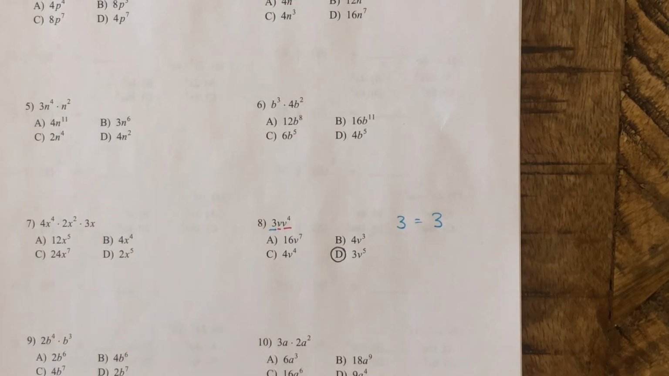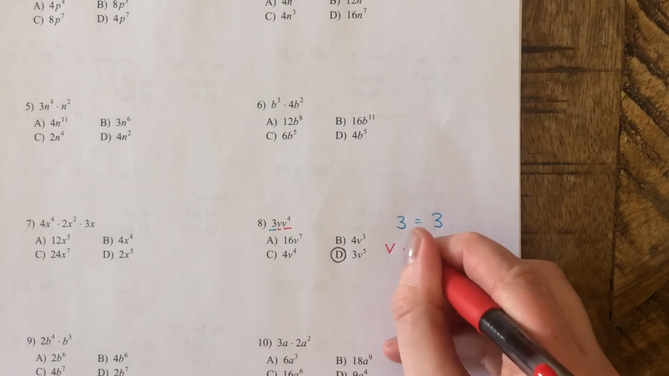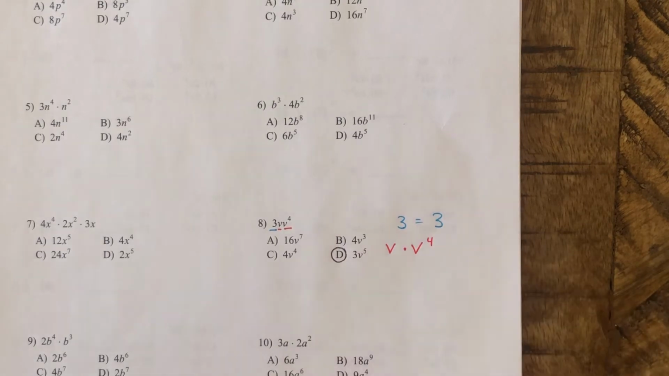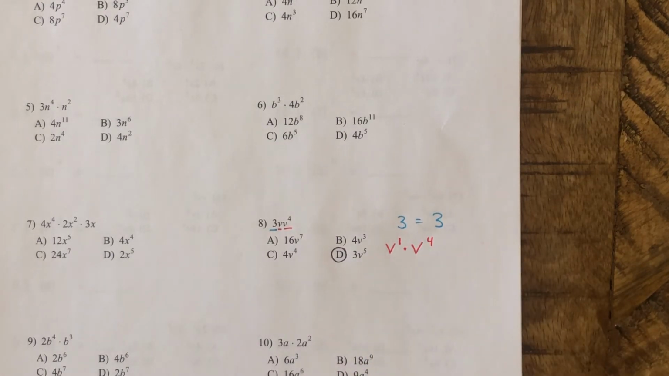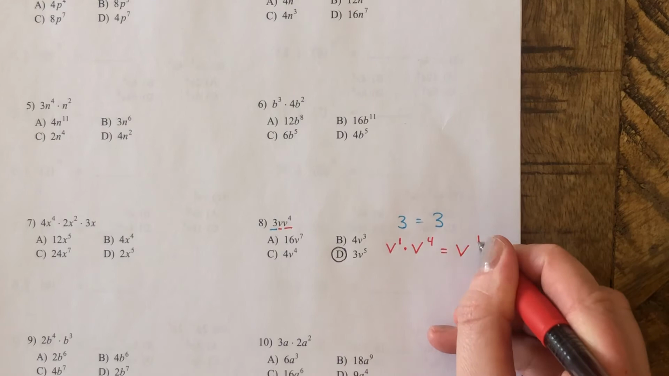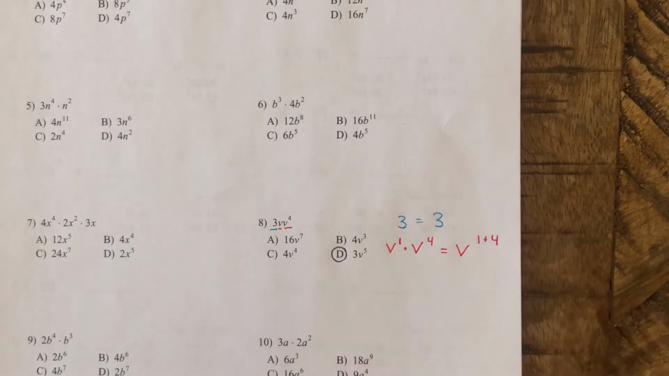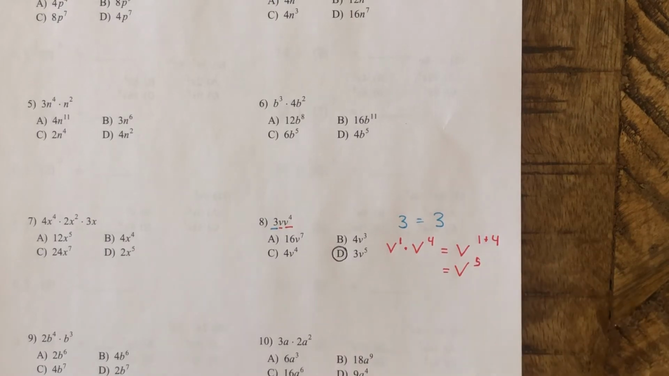Our next step would be to look at our V's. We have V times V to the 4th power. Remember, when there is not an exponent, there's technically a little hidden 1 right there. V to the 1st power times V to the 4th power is going to be V to the 1 plus 4, which is going to equal V5. And we can verify that this does in fact say V to the 5th power.